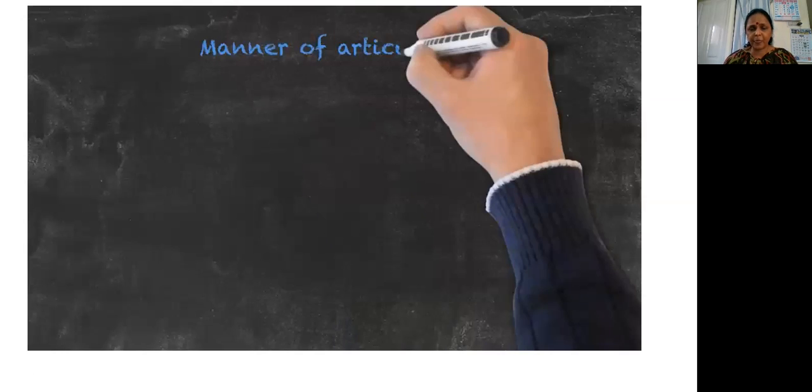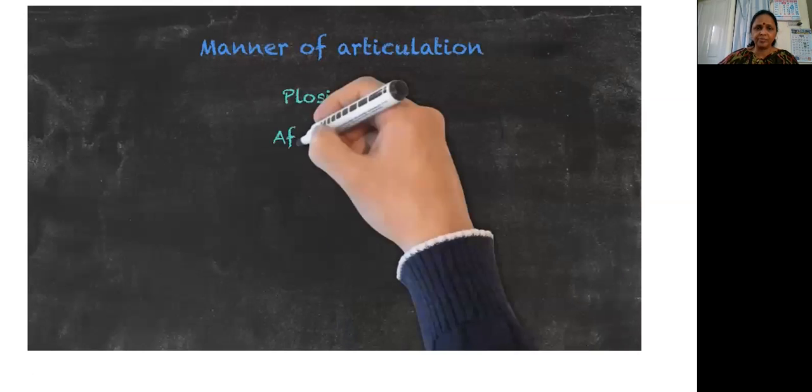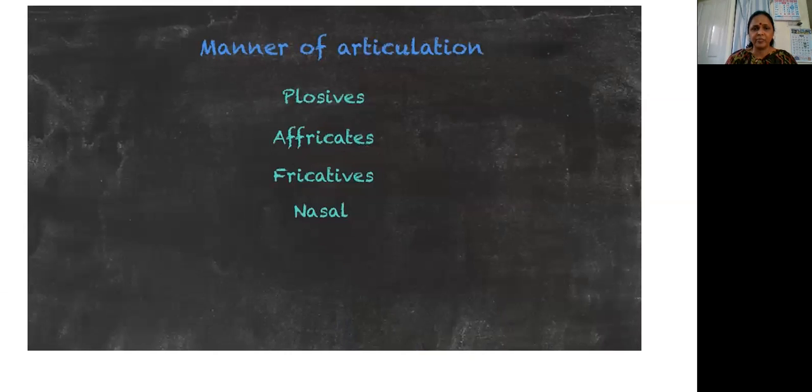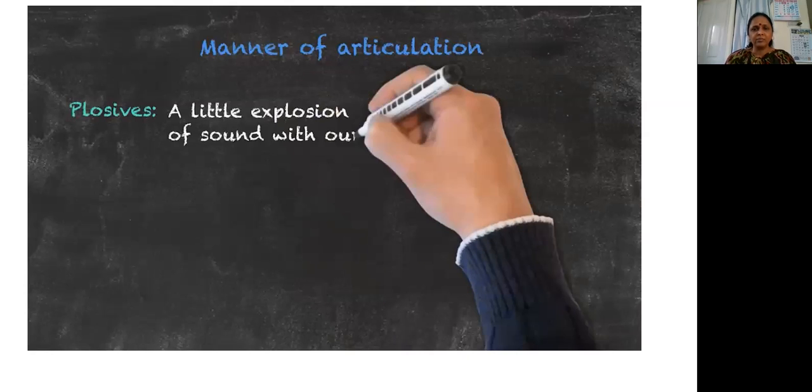When it comes to manner of articulation, we have 6 different ways in which our breath is produced in order to make our sounds. We have our plosives, our affricates, fricatives, the nasal sounds, our lateral sounds, and the approximants. Let's take a look at each individually and see how they differ from one another. First, we have our plosive sounds. As the word might indicate, we have basically a little explosion of sound with our breath.